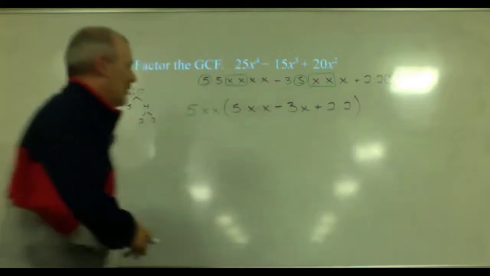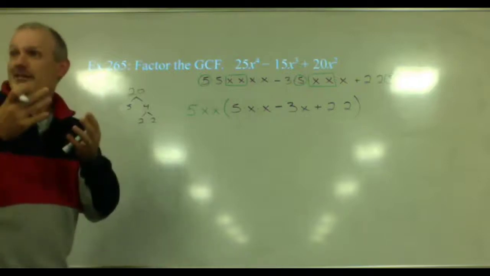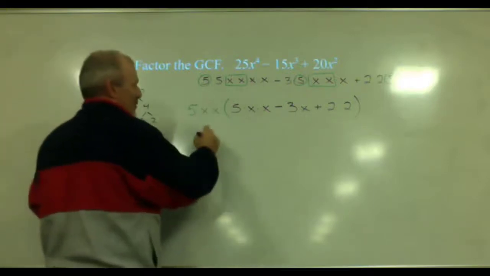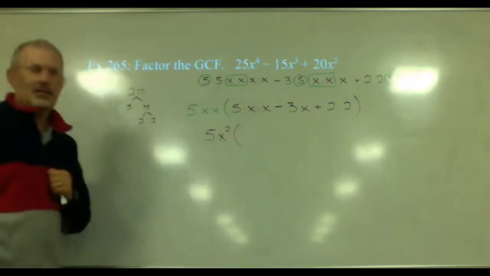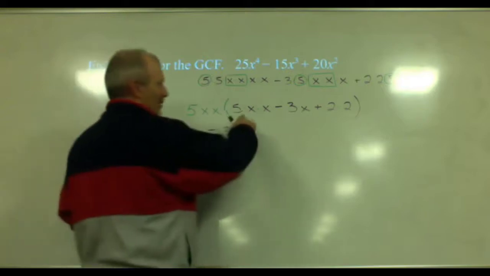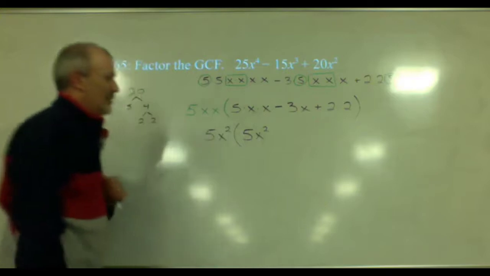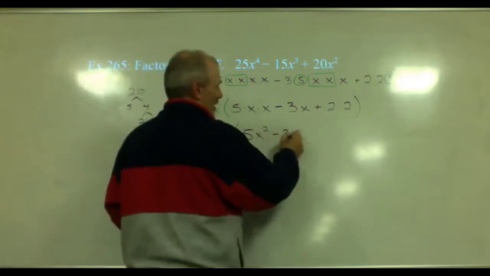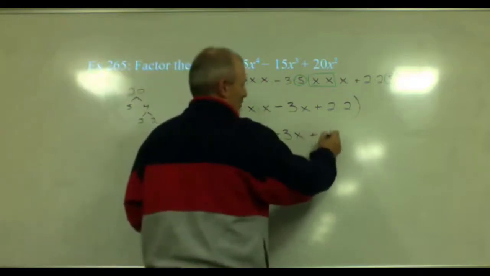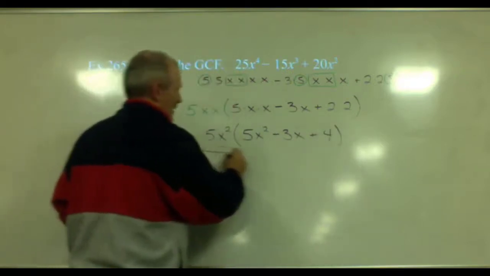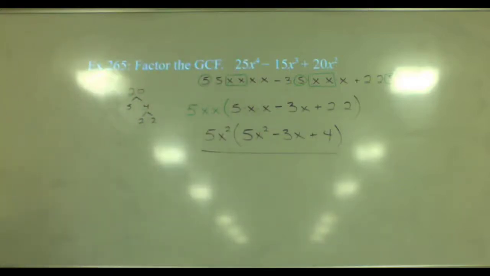Okay. Now, the last thing that we would do if we do it this way is we're just going to make everything look nice, right? If we have 5x and x, we would write that as 5x squared. Notice inside we've got 5x and x again, so that'll be 5x squared. 3x, we don't have to do anything with that. It's just 3x. And then what would we put at the end? 4. So this is our answer when we factor out the greatest common factor. This is what it looks like.